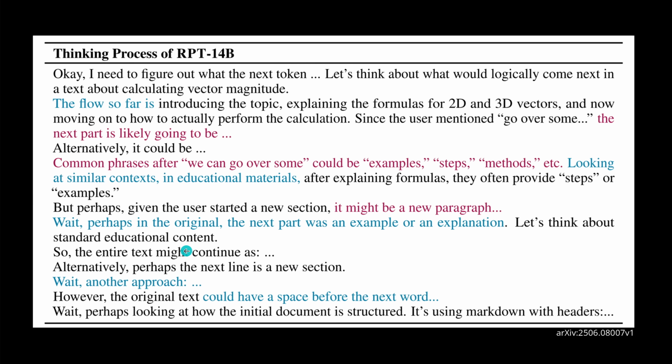Wait, I have another idea, I have another approach. However, the original text could have a space before the next word. So wait, maybe looking here at the initial document, it is structured. I am using Markdown now for the headers, and you see what is happening in the reasoning process for predicting the very single next token with a reasoning model, RPT, in the pre-training of a model. And you might say, who came up with this absolutely crazy idea of an extreme computational overhead methodology just to include the reasoning model to find a new commercial application for the reasoning models?